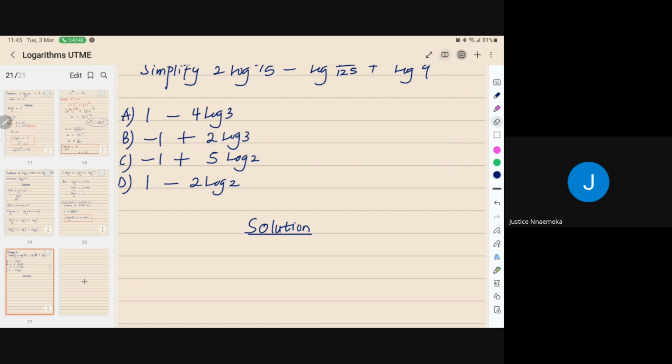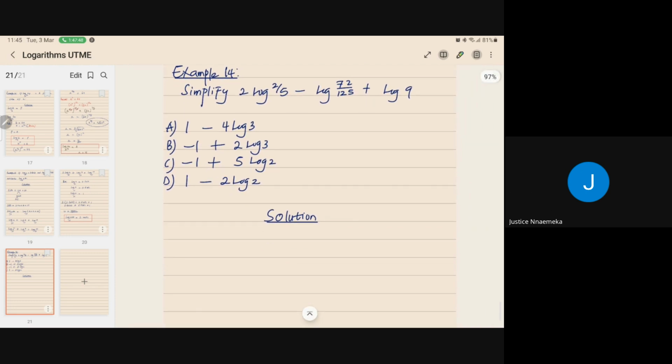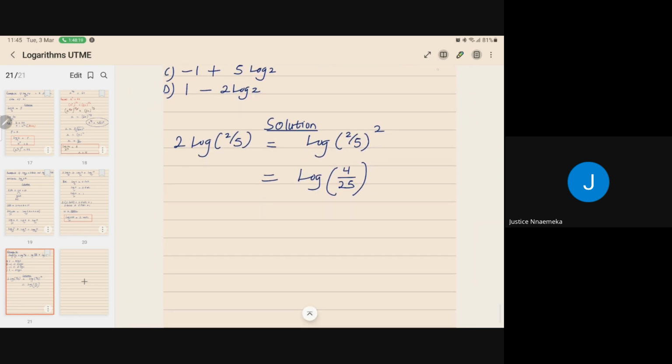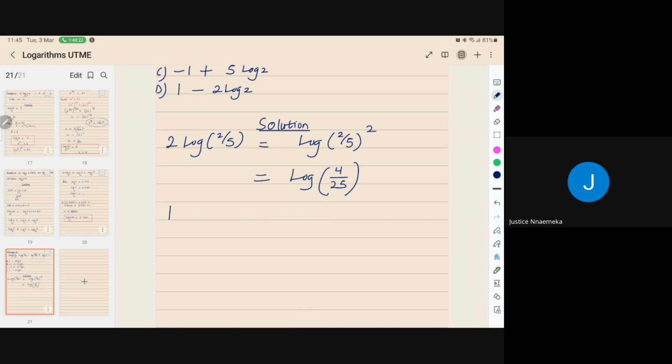Okay. So as always, let's break it down one after the other, right? I like approaching it that way. So I have 2 log 2 over 5, which is the same thing as saying log of 2 over 5, all squared. So this will now be equal to log 4 over 25. Let's keep it right there. Are we together now? Since I have that expressed, I have log 4 over 25.